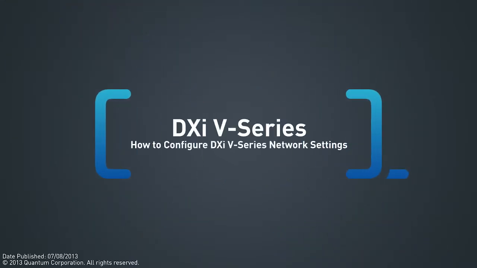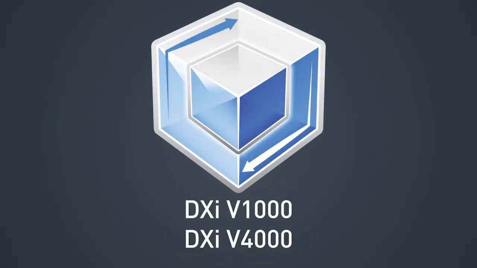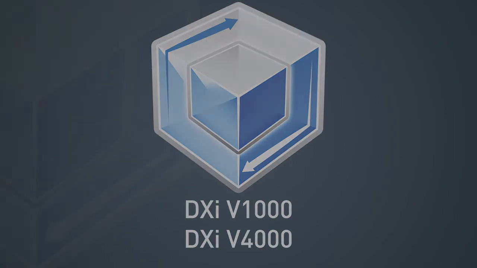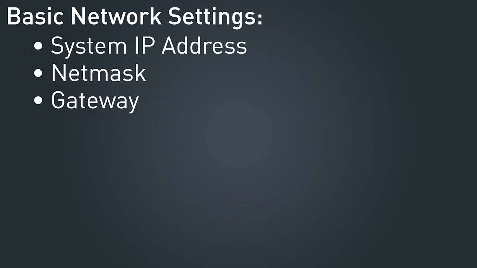In this demonstration, I'm going to provide an overview on how to configure network settings on a DXi V-Series virtual appliance. Although a DXi V1000 virtual appliance is used in this demonstration, the main steps are the same for a DXi V4000. When you initially installed your DXi V-Series virtual appliance, you were required to configure basic network settings such as the system IP address, netmask, and gateway.